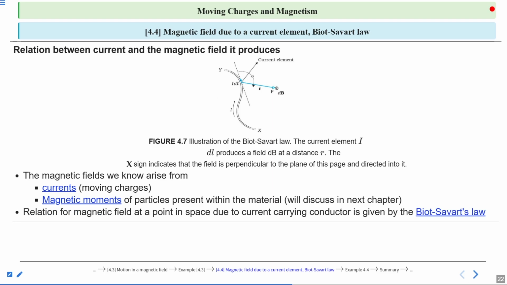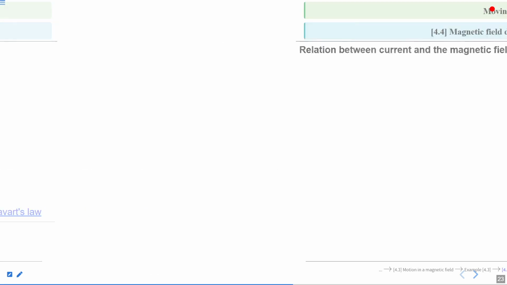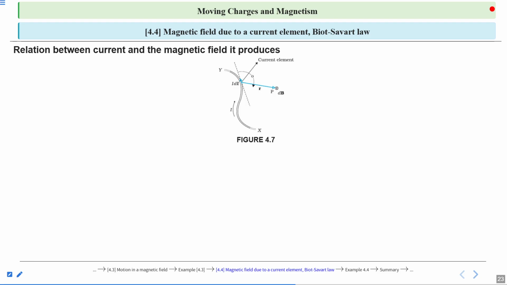The relation for the magnetic field at a point in space due to a current carrying conductor is given by Biot-Savart's law. So the magnetic field at a point in space produced by some conductor carrying current, that relation is given by Biot-Savart's law. So what was that relation? There is a finite conductor XY. You can see in figure 4.7 there is a finite conductor, not infinite, XY, carrying current I in the upward direction.